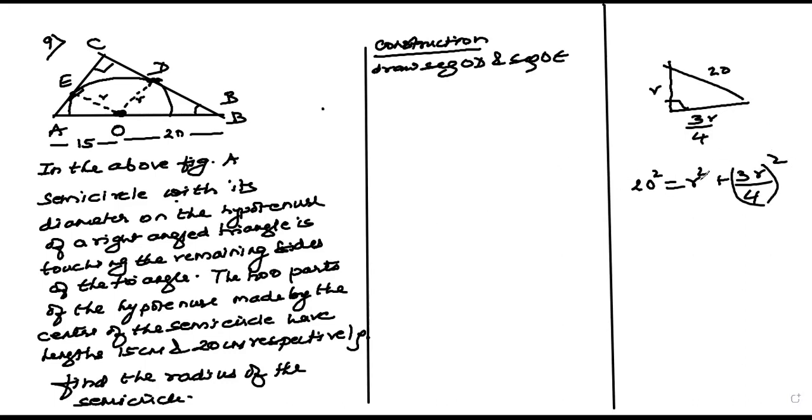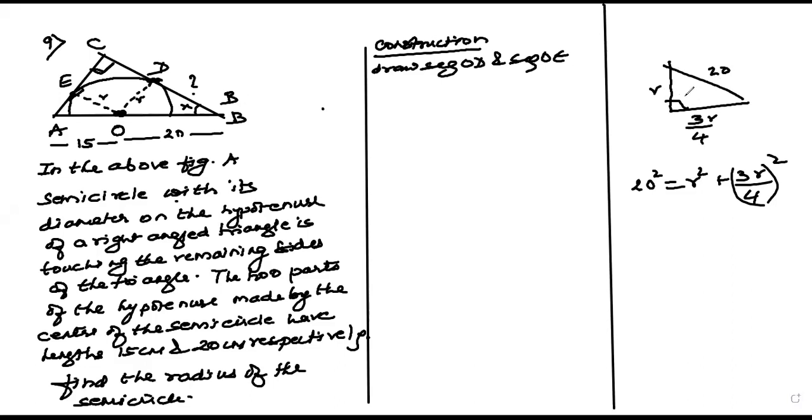I mean, I can get the value of R. Got it? So here also I can see a right angle triangle, and one side is 20, one side is R. So if I can find DB in terms of R, I think I can use Pythagoras theorem and find the value of R. How to find DB in terms of R? Look at the big triangle ACB. Suppose I take this angle ACB as 90, okay?